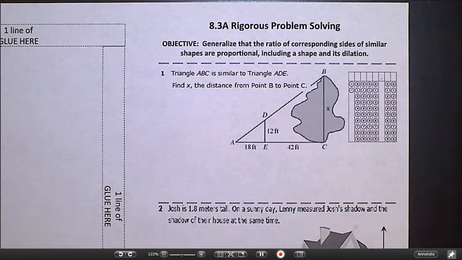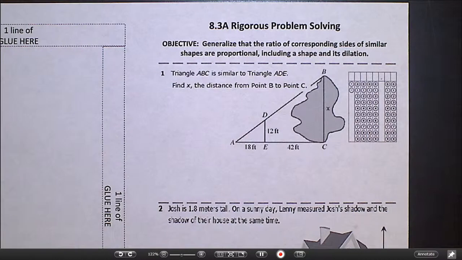This is the video lesson for 8.3a. Your objective today is to generalize that the ratio of corresponding sides of similar shapes are proportional, including a shape and its dilation. So what this means is that we need to have a general idea and be able to show that corresponding sides of similar shapes are proportional. And we could even write those as a ratio. And similar shapes include a shape and its dilation.